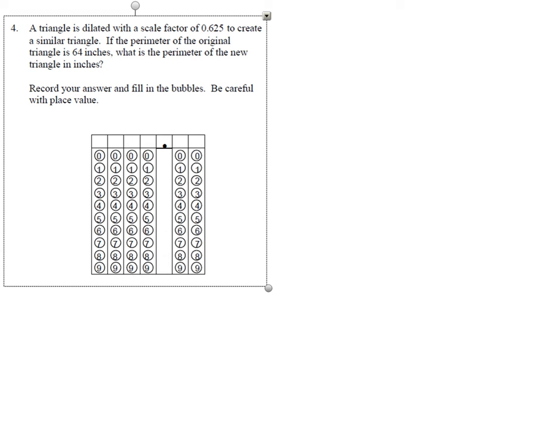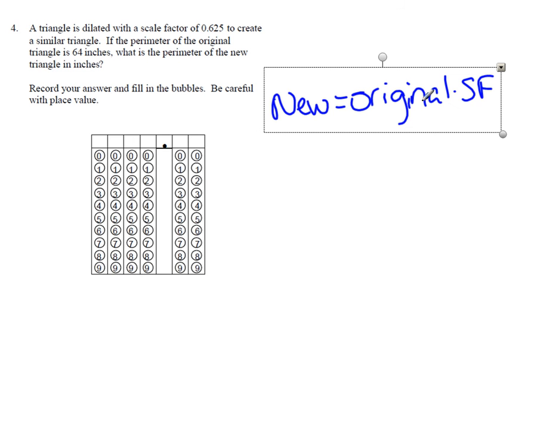All right, number 4. A triangle is dilated with a scale factor of 0.625. The original was 64 inches. What's the perimeter of the new shape? So again, we have an original of 64 and a scale factor of 0.625. So what do you have to do with those two numbers? Just multiply them.